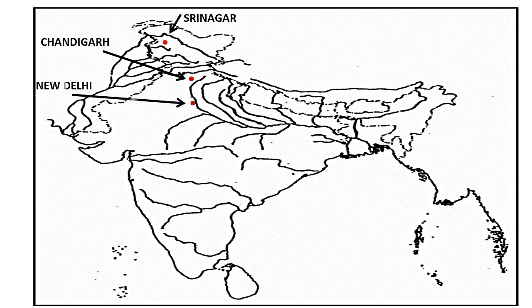Then comes New Delhi. New Delhi is located on the bank of river Yamuna. You can see a small depression. You have to mark exactly close to that small depression as New Delhi. Next city is Allahabad, now called Prayagraj. It is very easy to identify because it is located on the Sangam or confluence of Yamuna and Ganga rivers.